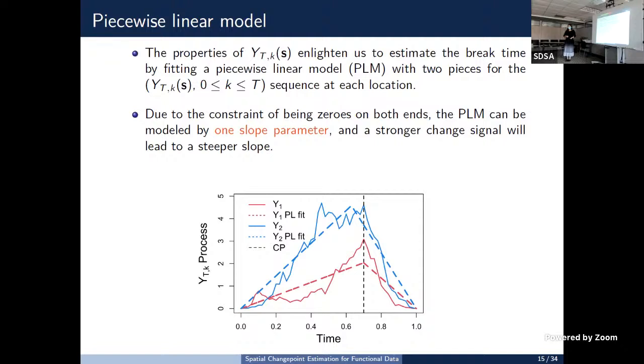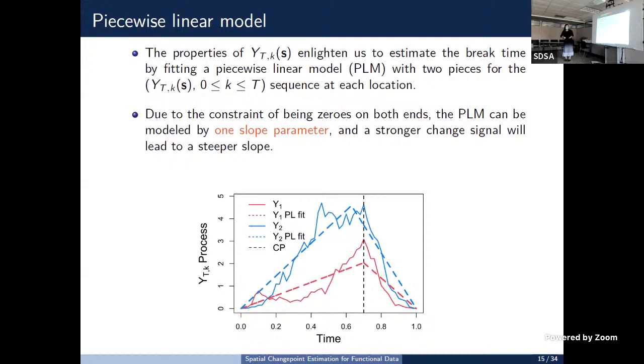Then about the mean part, since the Y process starts from zero and ends at zero and gets a peak right at the change point, we will just use a piecewise linear model with two pieces to fit the mean of this Y process. Because the two ends are exactly zero, the piecewise linear model can be modeled by only one slope parameter, and the other parameter is where the two pieces meet. Because again, from our property, the stronger the change signal is, the higher the peak of the mean is. So we will think the slope would be steeper.